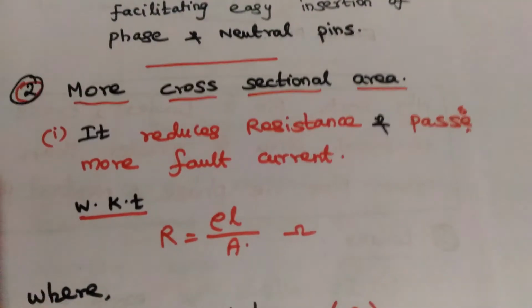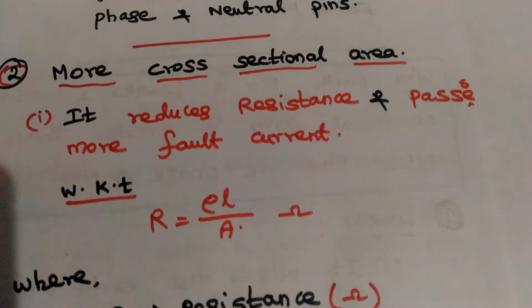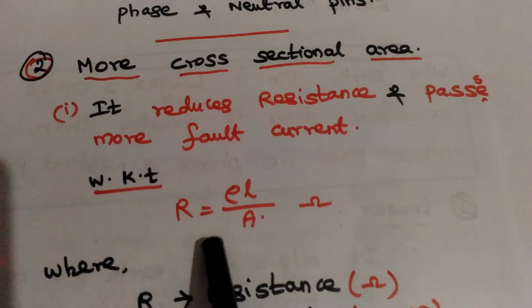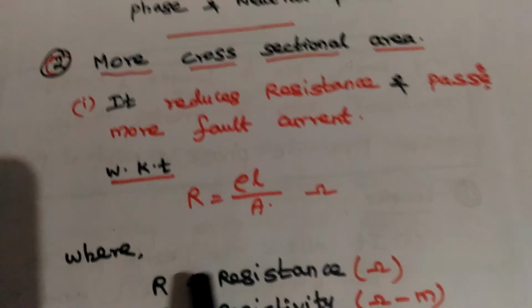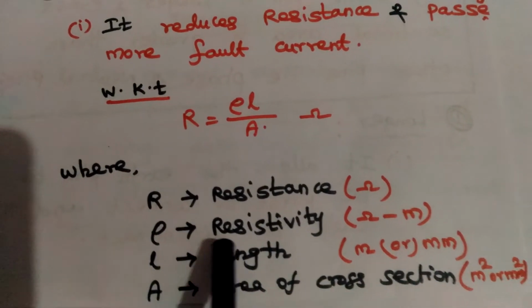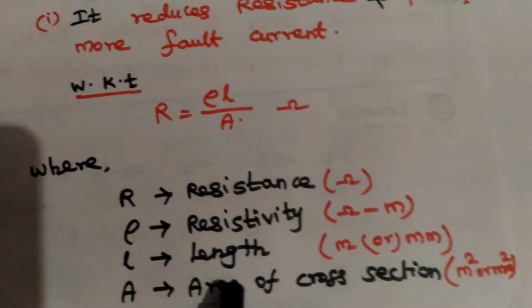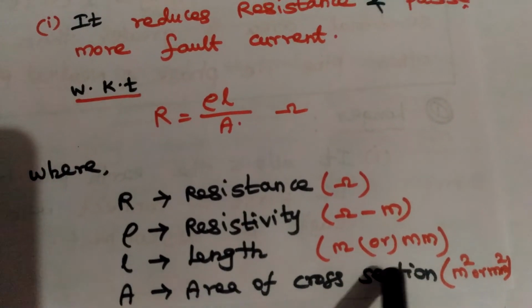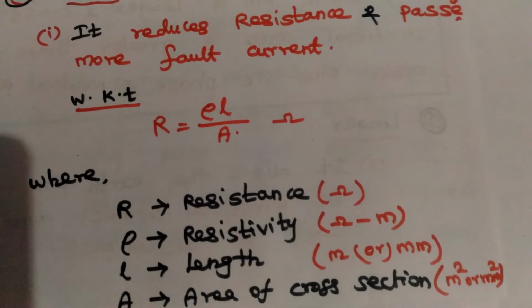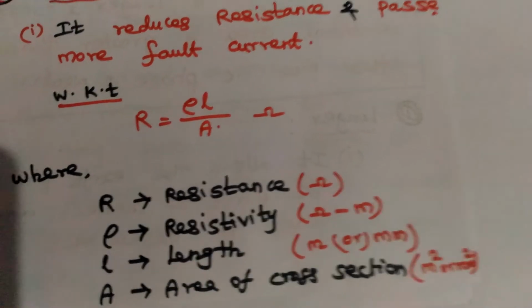Technically, the formula for resistance is R = ρL/A, where R is the resistance in ohms, ρ is the resistivity in ohm-meter, L is the length, in meters or mm, and A is the area of cross section at that particular point, in square meters or square millimeters.